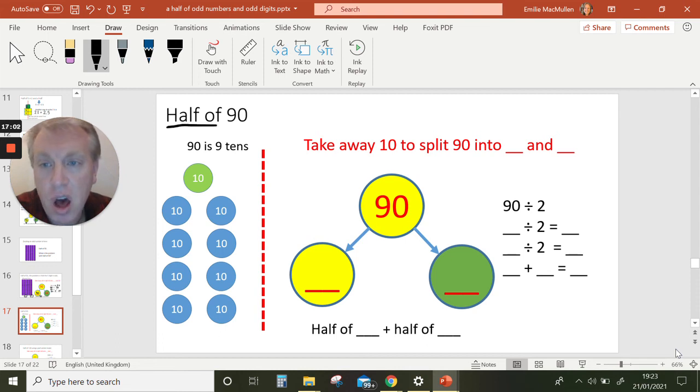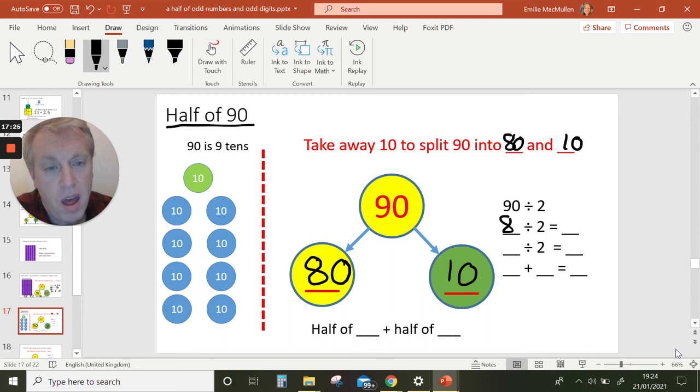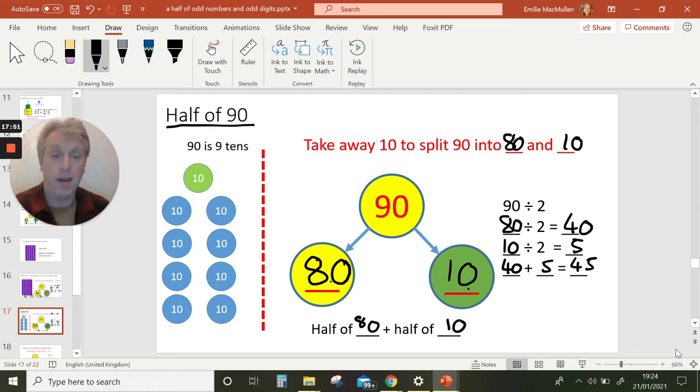So here's our question. Half of 90. 90 is 9 tens. Oh, that's tricky, 9. But how about splitting it? If we just think, take away that 10, then we will split 90 into 80 and 10. And then they are easy to work with. Half of the 80 is 40. Half of the 10 is 5. And add them together. 40 add 5 is 45. So we split the 90 into 80 and 10. We do half of 80, add half of 10. And we have our answer. Half of 90 is 45.